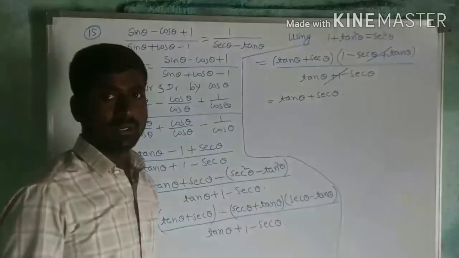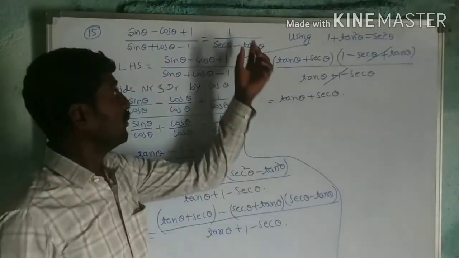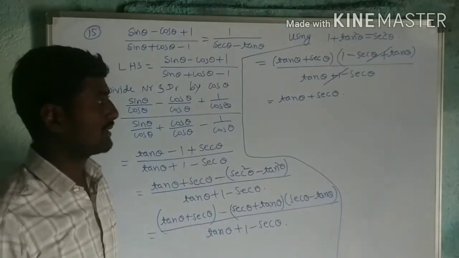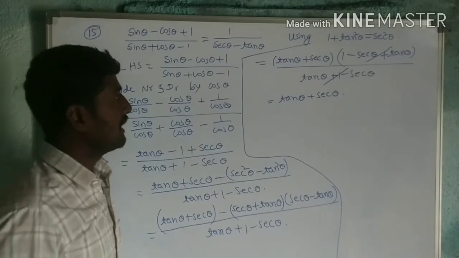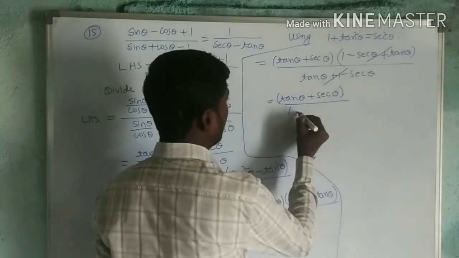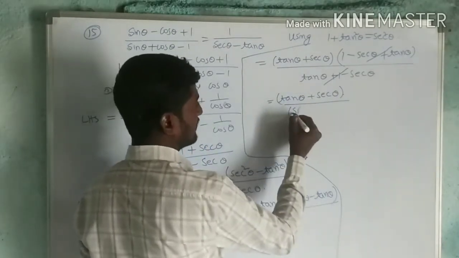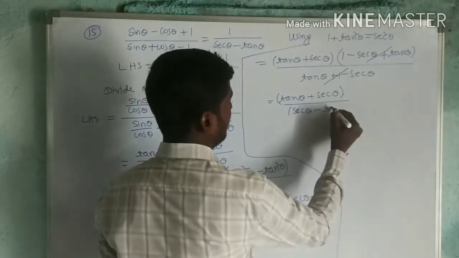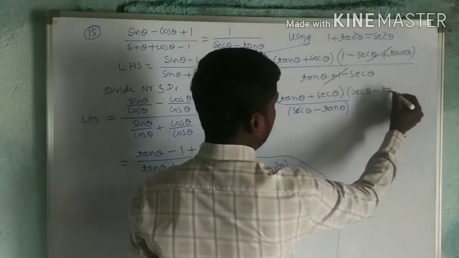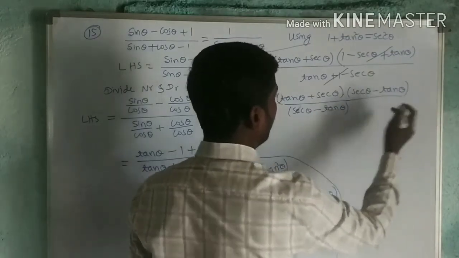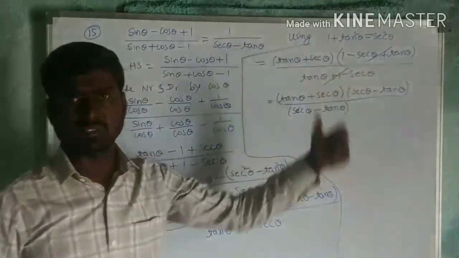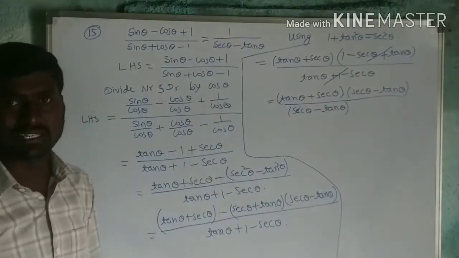Okay, but here I want 1 divided by sec theta minus tan theta. 1 by sec theta minus tan theta I want. Now for this I will multiply and divide by sec theta minus tan theta, whatever I want, I divide it here, sec theta minus tan theta, and multiply it, sec theta minus tan theta. Multiply and divide whatever we want. Okay, so these two terms will get cancelled. Again same procedure, same answer I got: tan theta plus sec theta.